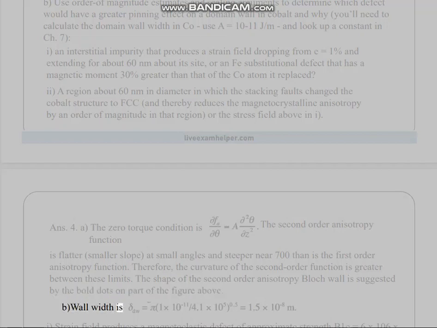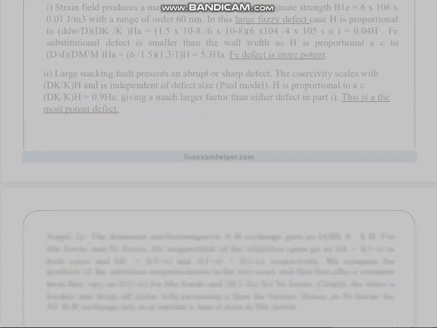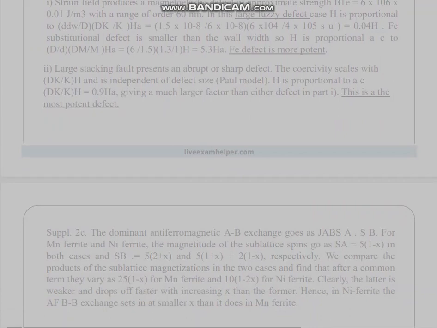B. Wall width is given by the expression shown. 1. The strain field produces a magnetoelastic defect of approximate strength B1 epsilon equal to 6 times 10^6 times 0.01 J/m3, with a range of order 60 nanometers.